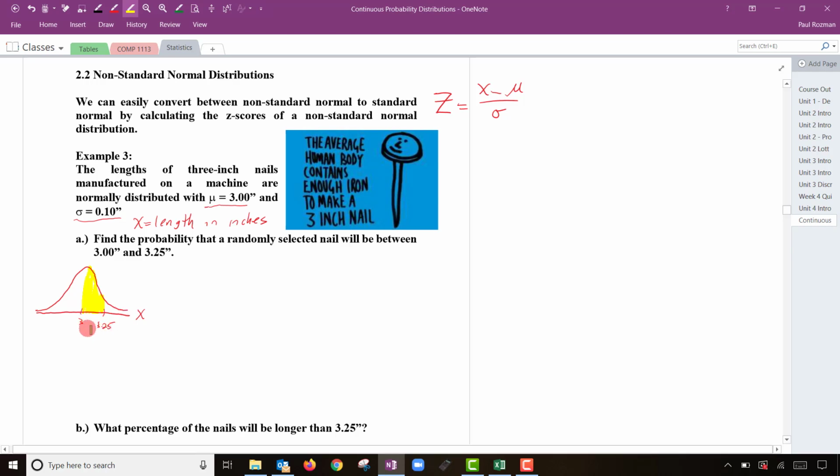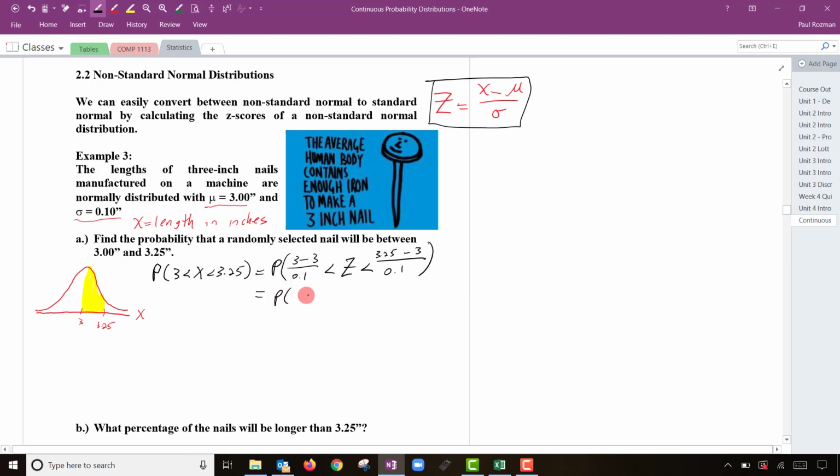What we're going to do now is convert these x values into their corresponding z-scores. So to write this out, we'll say we want a nail between 3 and 3.25, and then we'll convert these to their z-scores using this transformation. So (3 minus 3) over 0.1 is less than z is less than (3.25 minus 3) over 0.1. So we get the probability of having a z-score that's between 0 and 2.5. Now we can find the area under the z distribution between 0 and, I probably should have drawn it a little further out, 2.5.